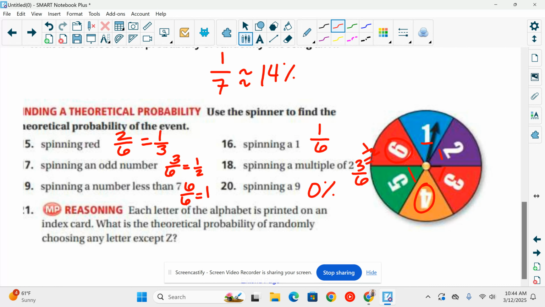Alright, each letter of the alphabet is printed on an index card. How many letters are in the alphabet?